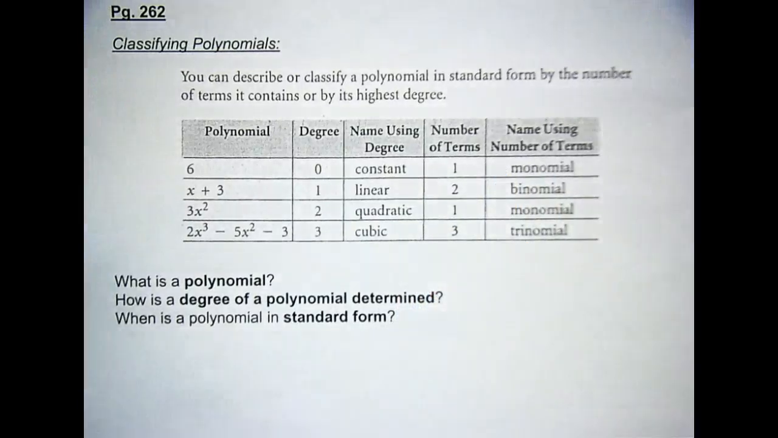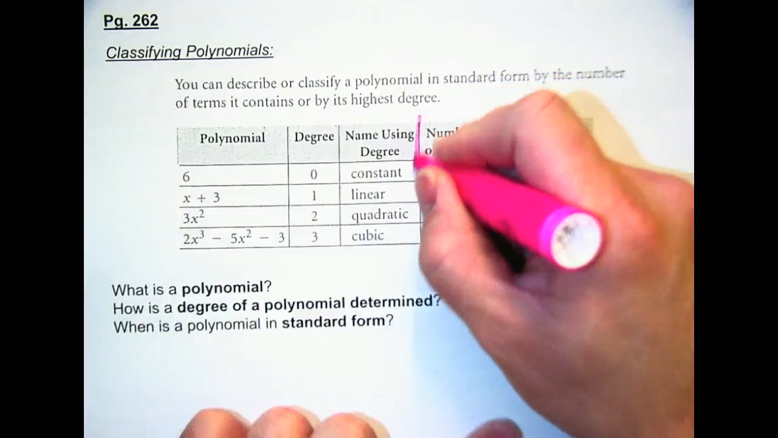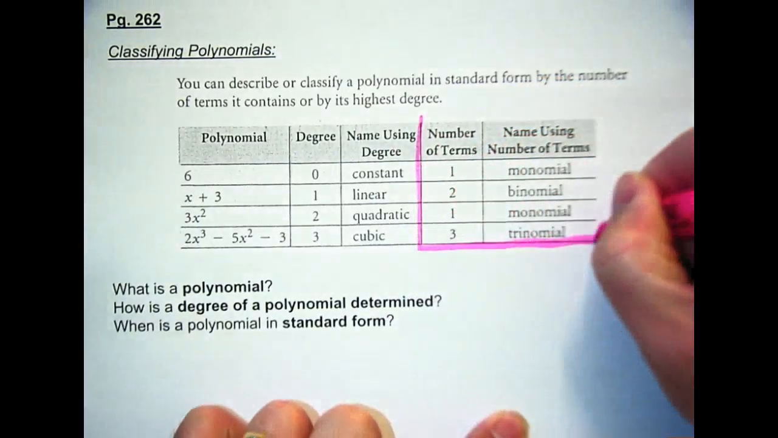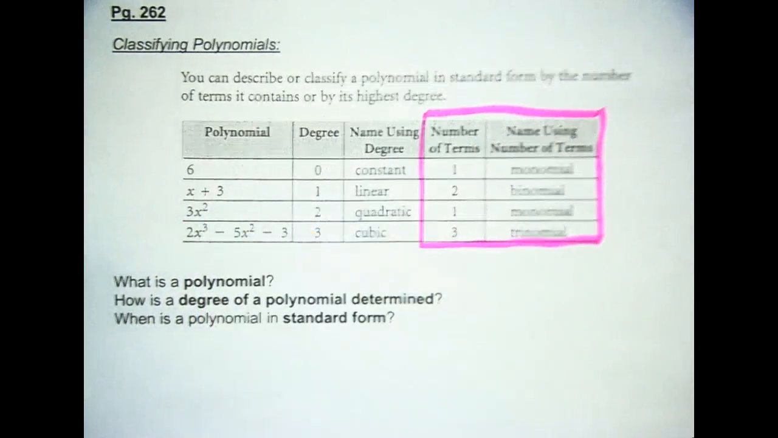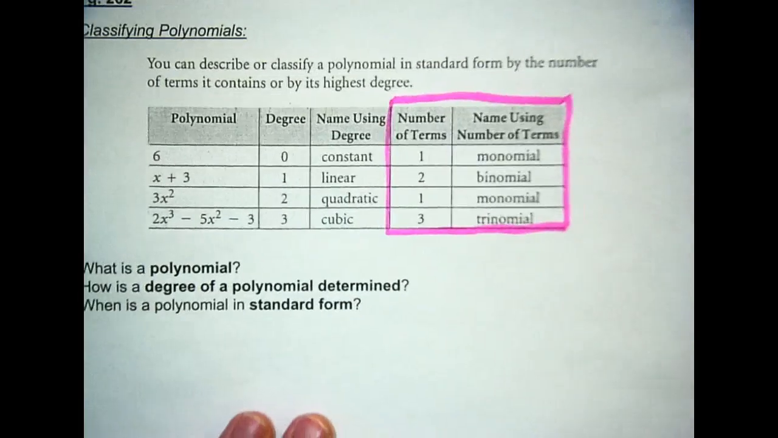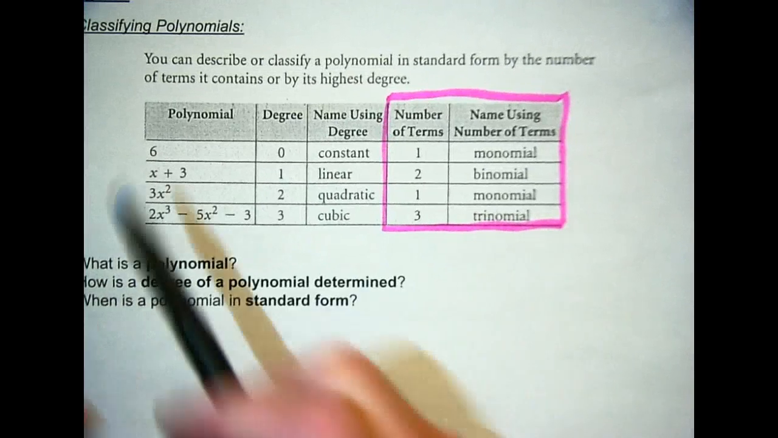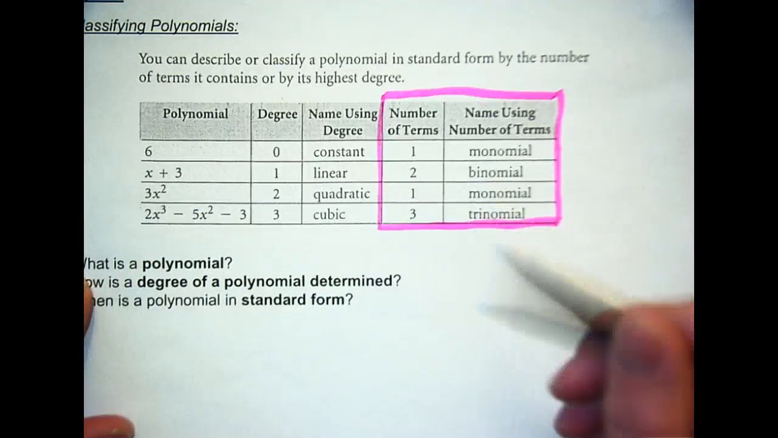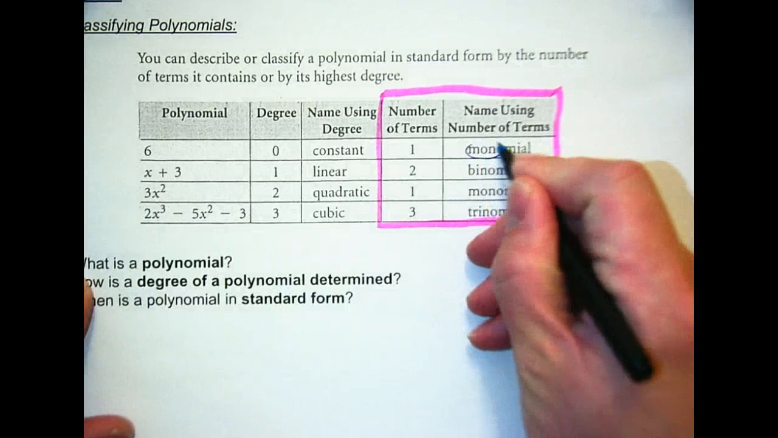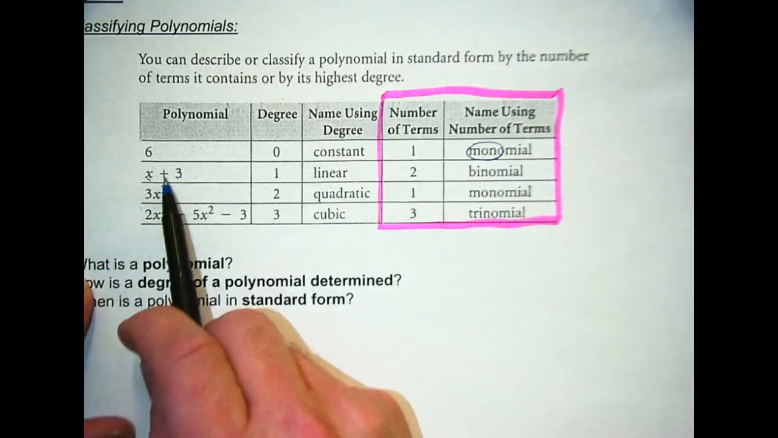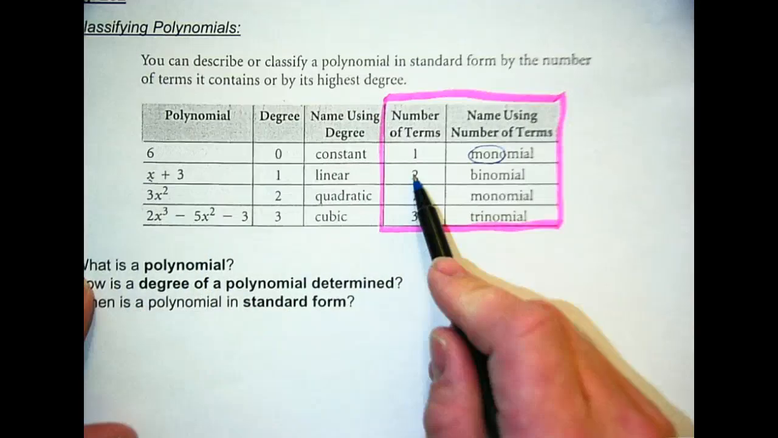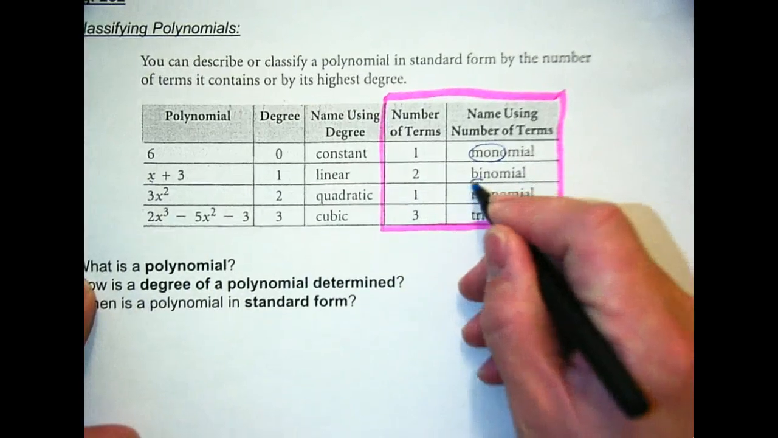When you're looking at this classification, you're thinking of terms that are separated by addition and subtraction signs. If that's new to you, like you didn't know a term was separated by an addition or subtraction sign, that's probably something to put down. So this one has one term. It's called a monomial, mono meaning one. This one has two terms because you have the addition sign in between. It's called a binomial, bi meaning two, like bicycle.